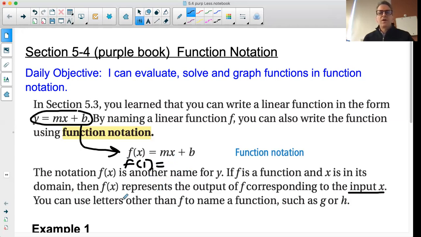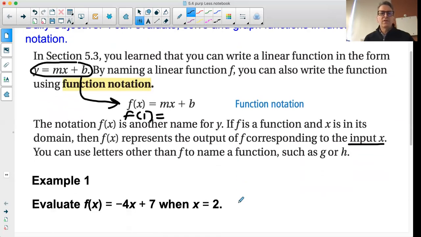You can use letters other than f to name a function, such as g or h. Most of the common ones are f of x, g of x, or h of x. And it replaces the y. So the y is gone. There's no y is equal to mx plus b. With function notation, we have this thing called f at x. And primarily you're going to see the f.